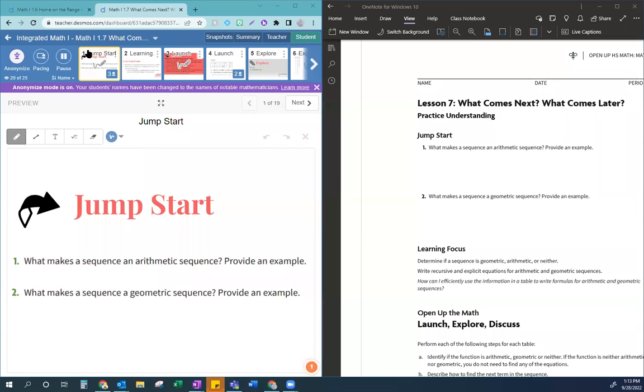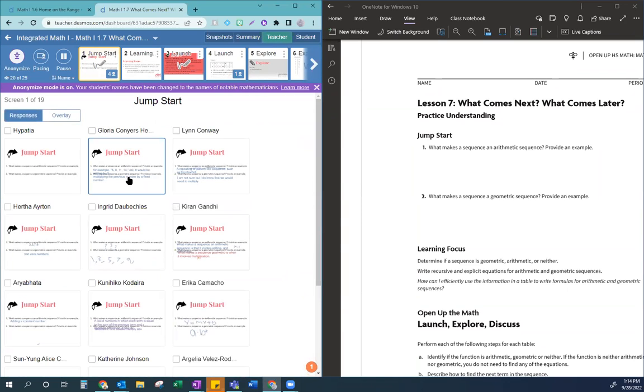Okay, so we're in the land called 1.7, which is called what comes next, what comes later. And the first question says, what makes a sequence an arithmetic sequence, and provide an example. And so some of you put some awesome examples.